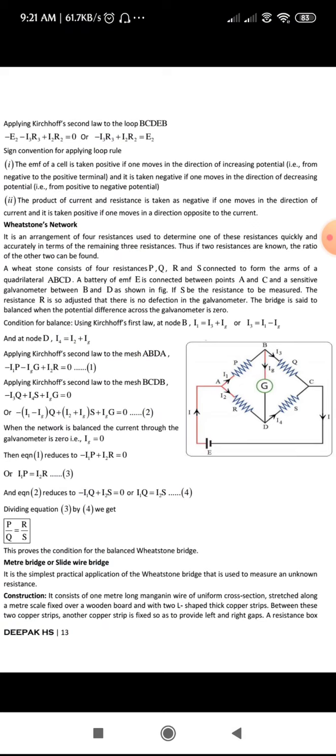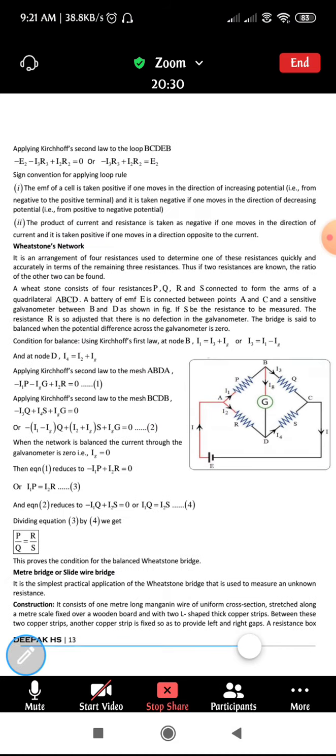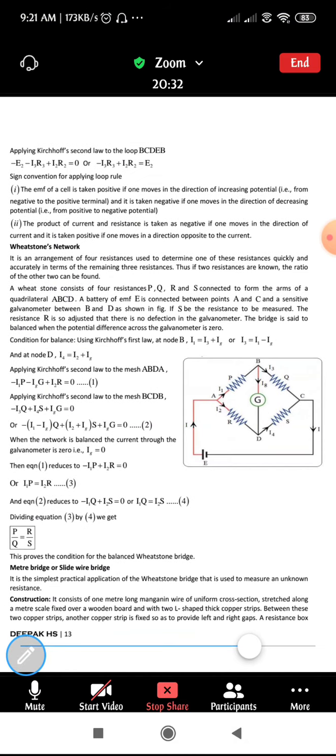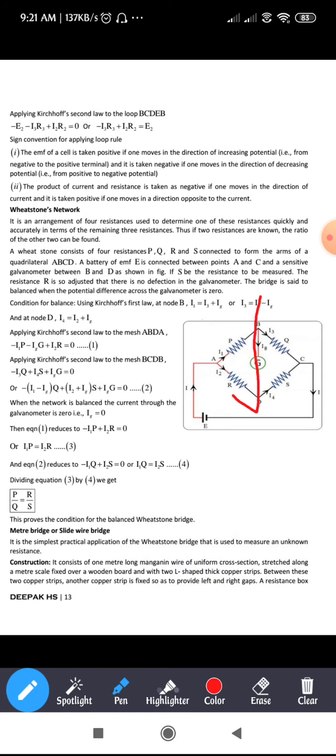Take the loop or mesh first. The first mesh or loop we are going to take is ABDA. Just see the figure. The first one we are going to take is ABDA, that is this part. So now to this loop or mesh you need to apply KVL, Kirchhoff's second law or Kirchhoff voltage law.